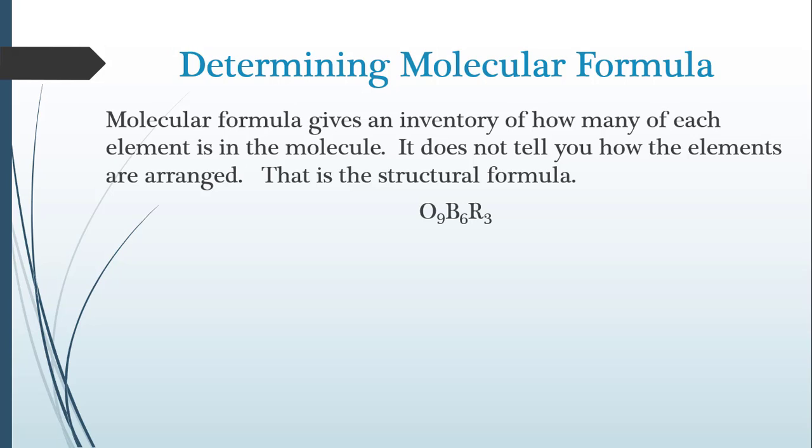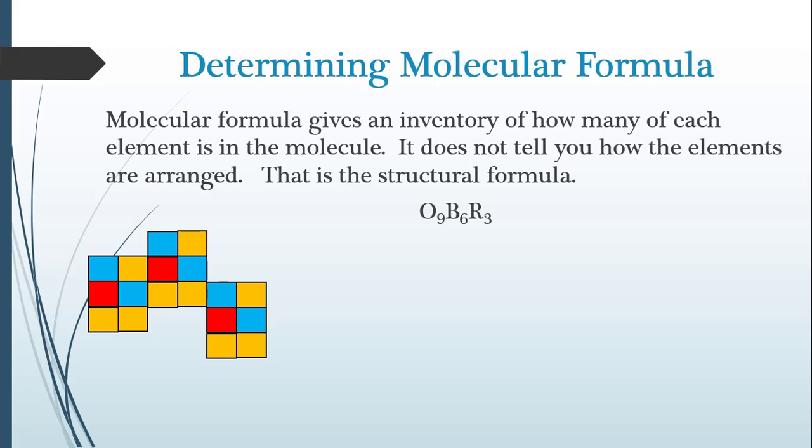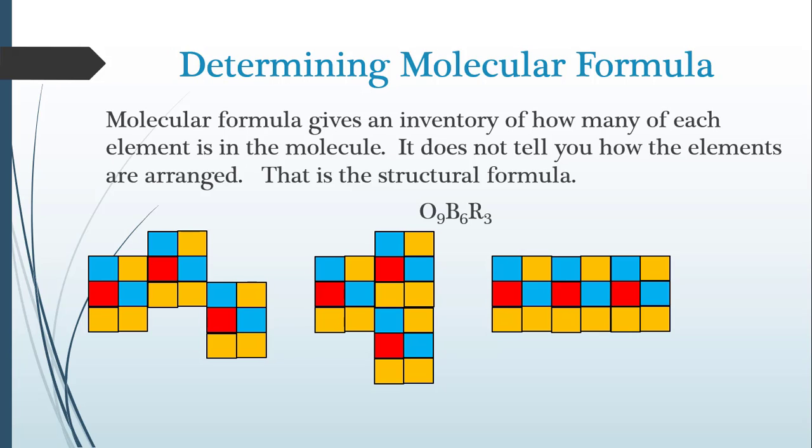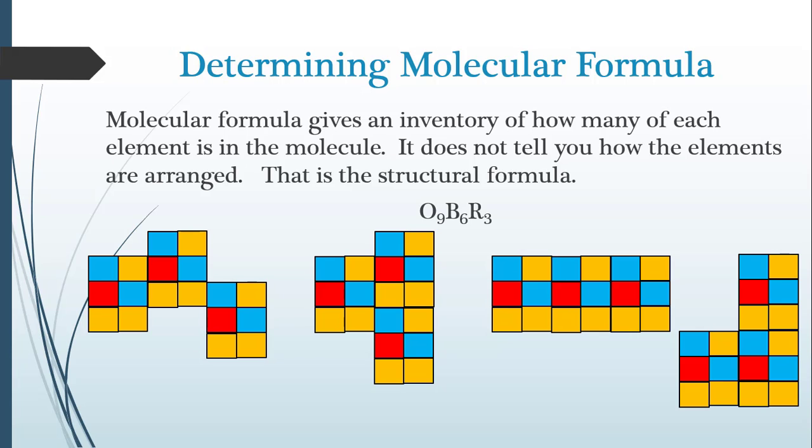So the molecular formula here is 9 oranges, 6 blues, 3 reds. I can put it together like this, or like this, or like this, or like this, and in actuality there are a whole lot of other combinations.